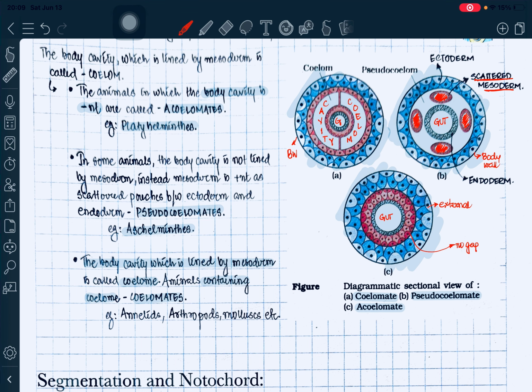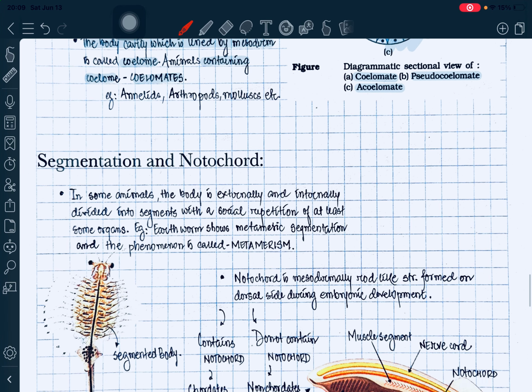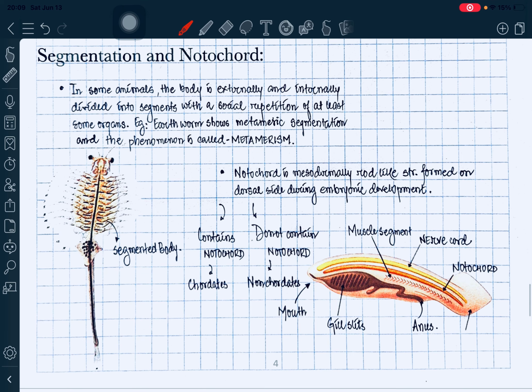Other than that, we have the segmentation and notochord. There are two more things that I need to discuss. One is about the circulatory system, and obviously some more basic things that we will be discussing in the next class. But let us discuss this segmentation and notochord. So what do you mean by the term segmentation? Segmentation means that in some animals the body is externally and internally divided into some segments, which is basically the serial repetition of at least some organs.